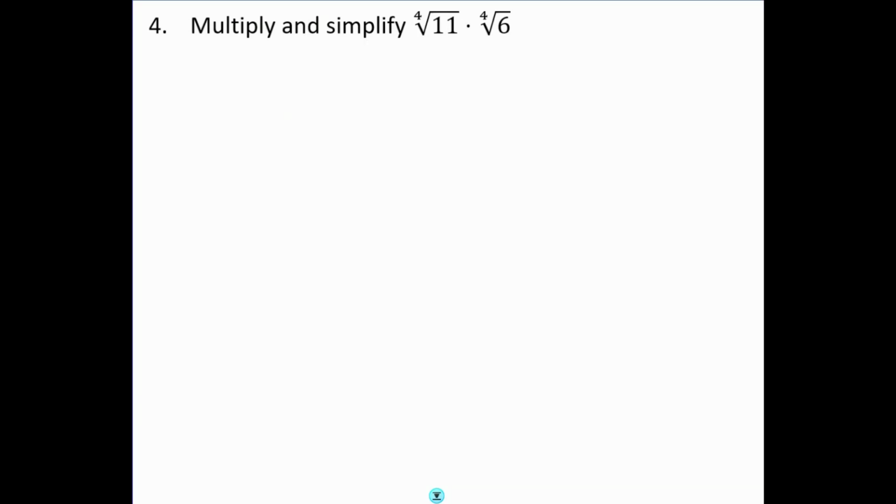Number 4, here we go. We just want to multiply these two things. What you want to see first is that they have the same index. So these have the same index, which means these can get multiplied. All we have to do is multiply the values inside. We're going to have the fourth root of 11 times 6, which gets me 66. And there's nothing else to do here.